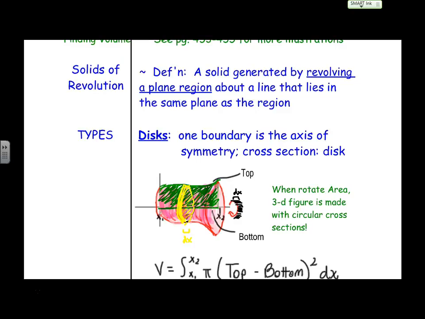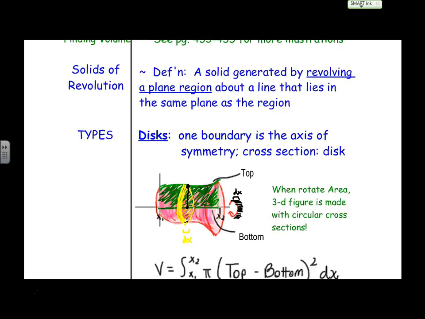Question. Why in the formula right below do I have pi times top minus bottom squared? Why do I have top minus bottom in there? What is it standing for? Radius. The radius of any cross-sectional slice all along the way is always going to be the length of top minus bottom.